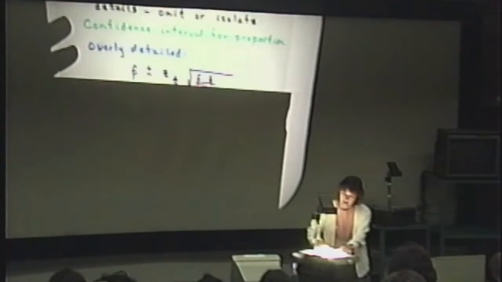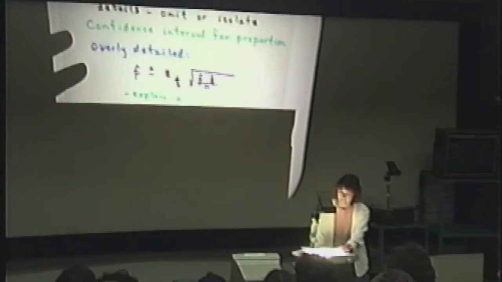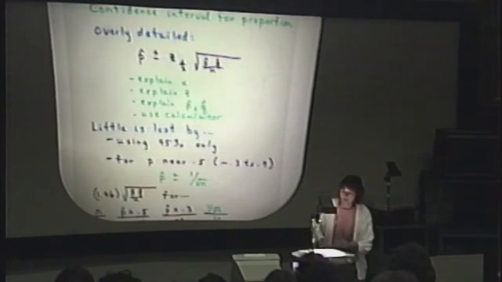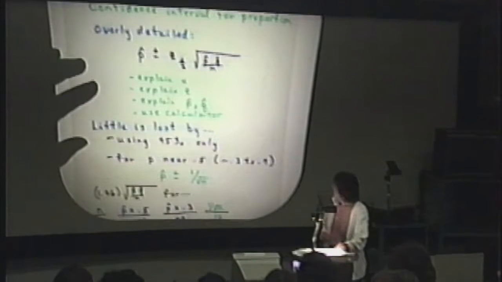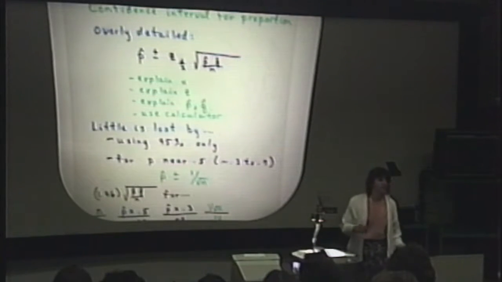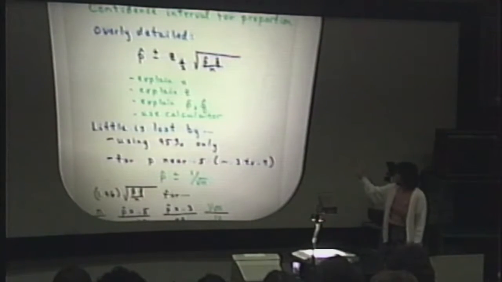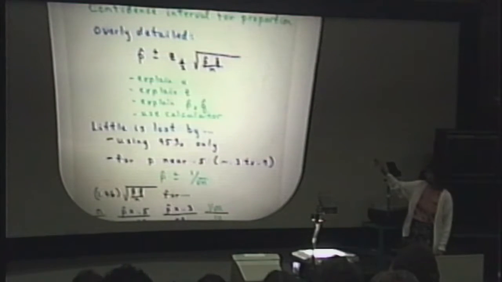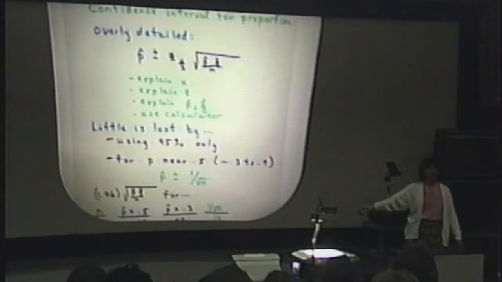Okay, principle 4, don't overemphasize the details. And let me give you an example here. A confidence interval for a proportion. And I'll just show you the whole thing here. I think it's overly detailed these days to go into all of the detail of explaining all of this stuff when you can use a calculator to do this stuff, and therefore little is lost since almost everybody uses a 95% confidence interval.